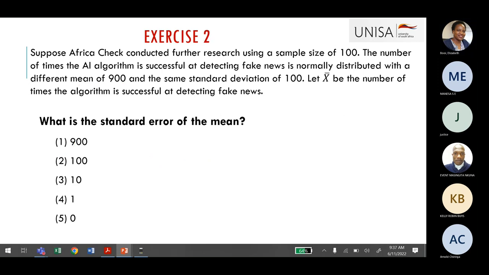Standard error? We know that the standard error is calculated by that.